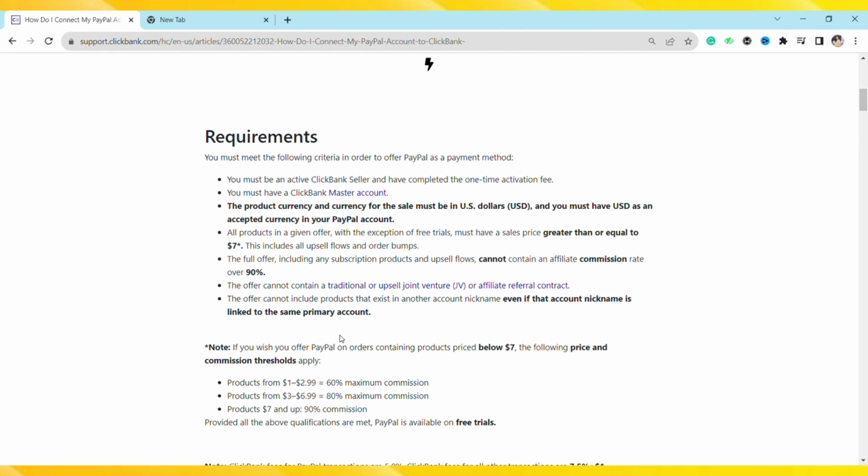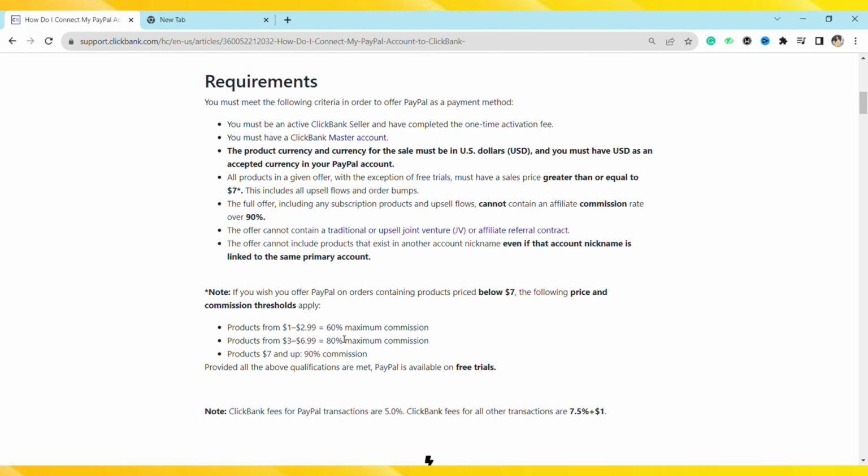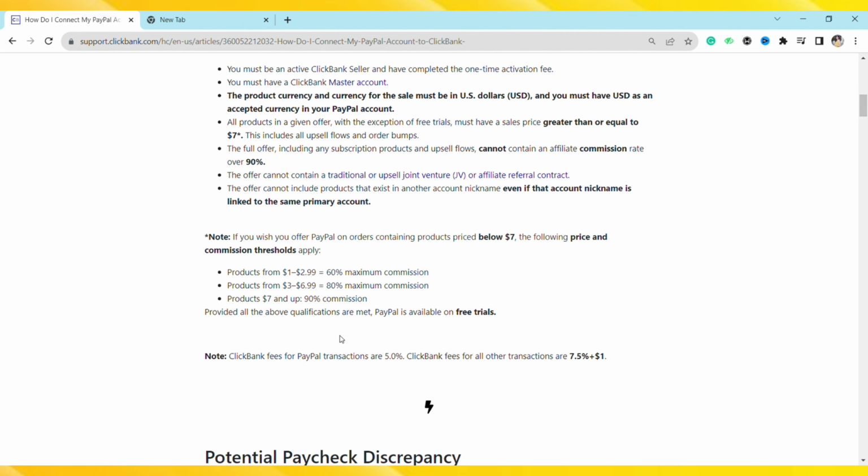Once you have connected your PayPal account to your Clickbank account, you will notice a discrepancy in your paycheck amount and your expected earning. Funds that you receive via PayPal are not included in a Clickbank paycheck. Make sure to factor in any funds you have received via PayPal when comparing your paycheck amount to the expected earning amount. So this is basically how you can connect your Clickbank to your PayPal account.